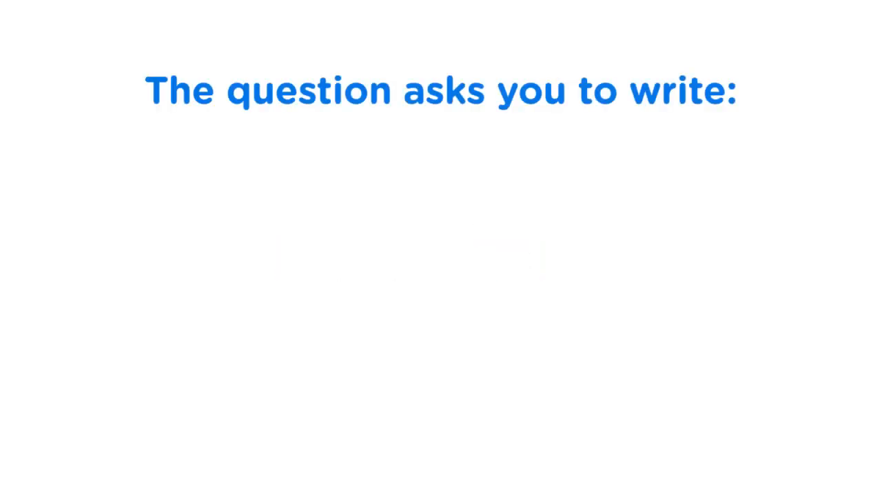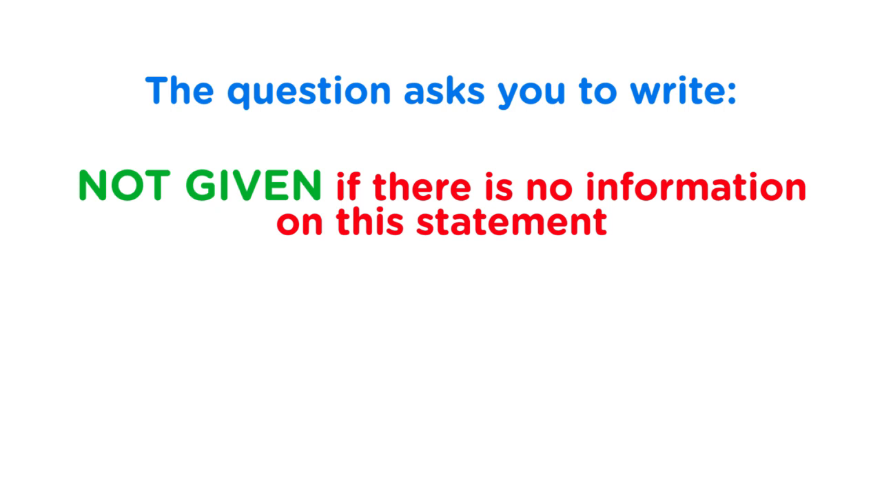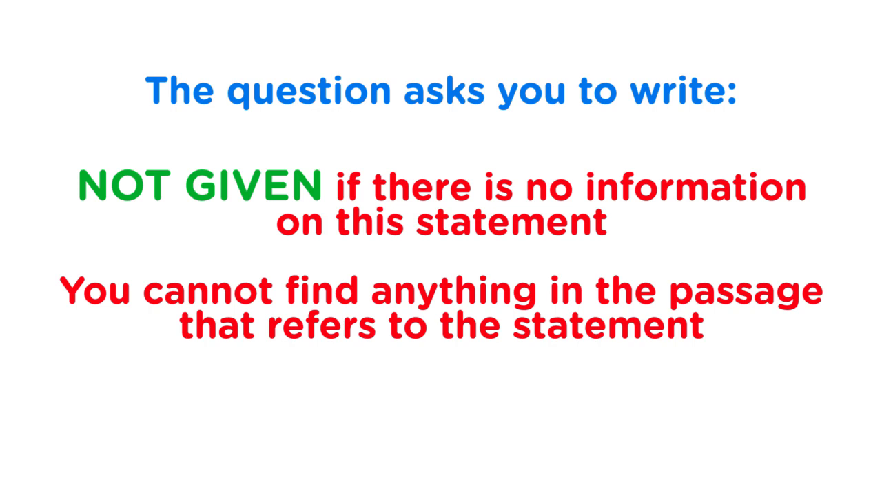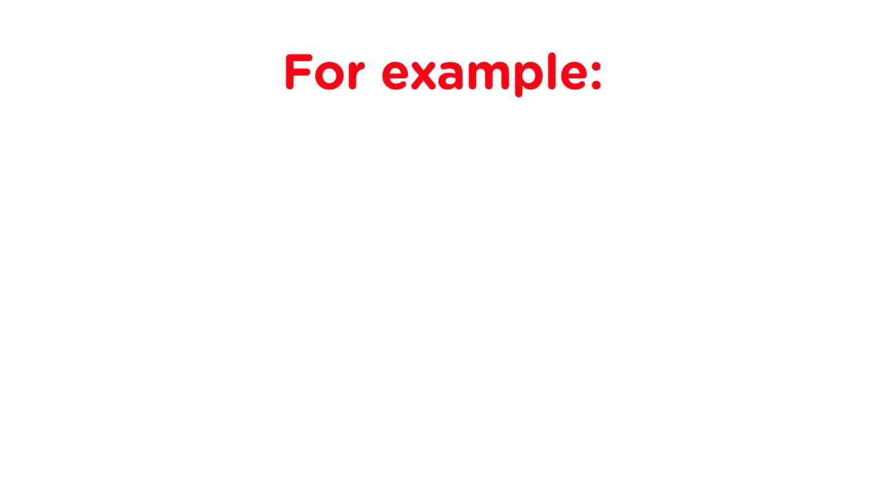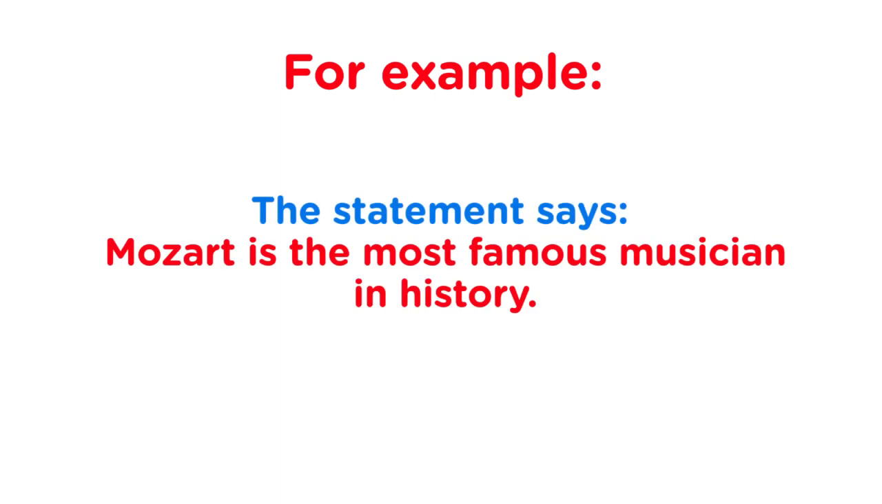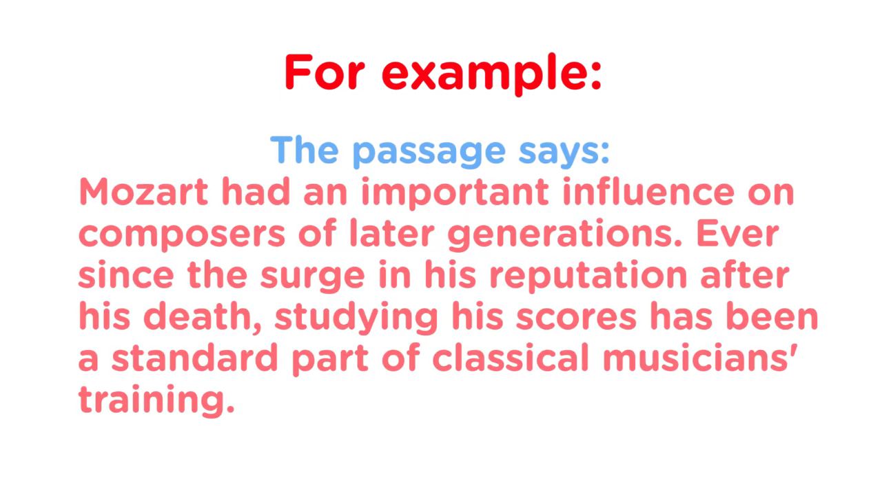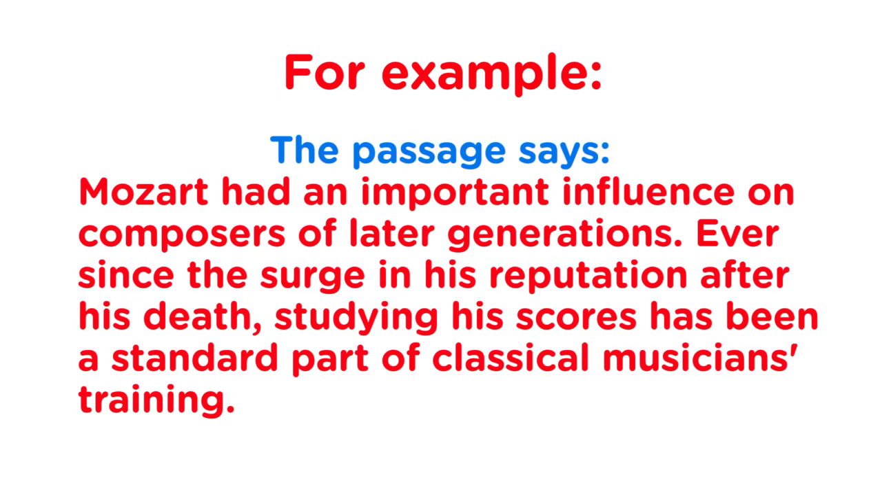The question asks you to write not given if there is no information on this statement. That means that you can't find anything in the passage that refers to the statement. For example, the statement says Mozart is the most famous musician in history. The passage says Mozart had an important influence on composers of later generations. Ever since the surge in his reputation after his death, studying his scores has been a standard part of classical musicians' training.